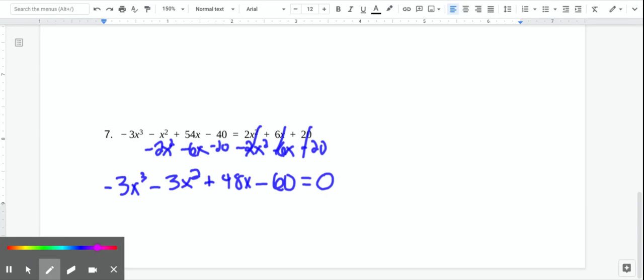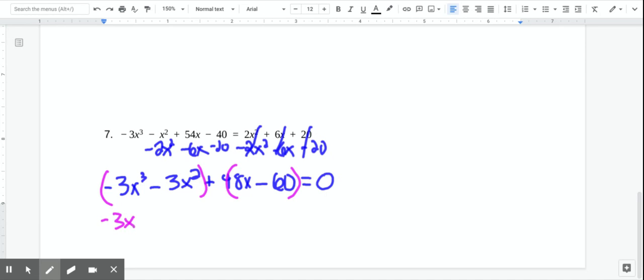I'm going to switch colors here. So to factor by grouping, we're going to group and group. So I'm going to factor out a negative 3x squared, which will leave me with x squared plus 1. And over here, I can factor out 12, I think. That leaves me with 4x minus 5.